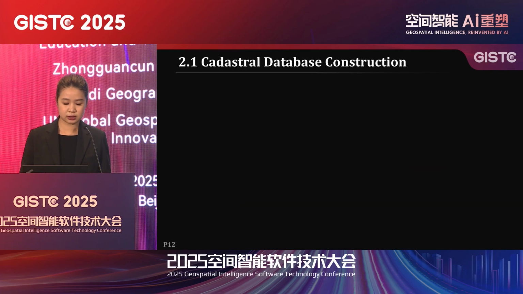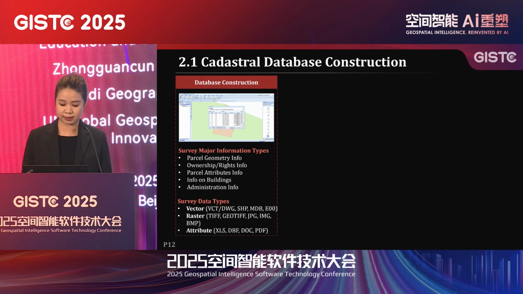The foundation of any robust cadastral system is accurate and well-structured data. Our cadastral database construction module streamlines this critical process. It covers various survey information types, including parcel geometry, ownership info, parcel attributes, and information on buildings and administrative data.